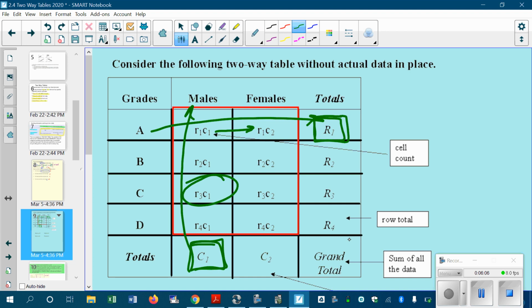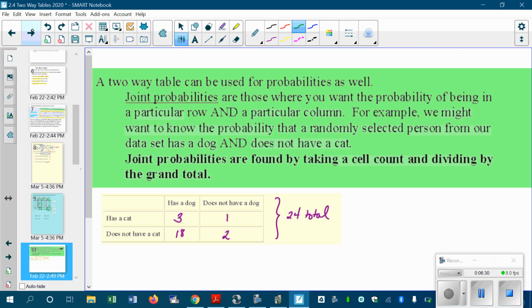And then there's what's called the grand total. The grand total could be found by adding up all of the cells. It also could be found by adding up the row totals, or by adding up the column totals. All of those should add up to the same number, okay? There are some questions underneath that, but I'm going to skip ahead to talking now about probability.